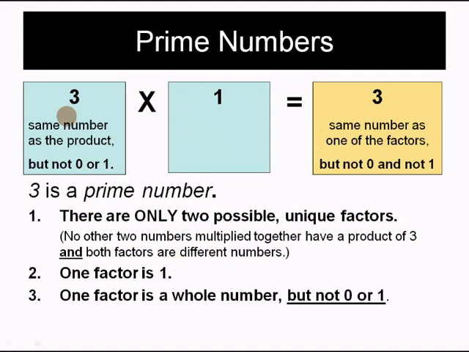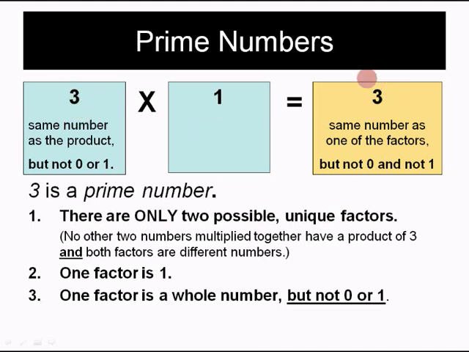So now prime numbers. If you take the case of 3 here, you see 3 is the same number, and 1 is there, so this is a prime number. 3 is a prime number because there are only 2 possible unique factors. Unique means it is individual, not the same, not identical, they are different. They are different and non-repeating, that's called unique. Are they repeating? No. 3 is different, 1 is different. Therefore, they are unique. And there are only 2 possible.